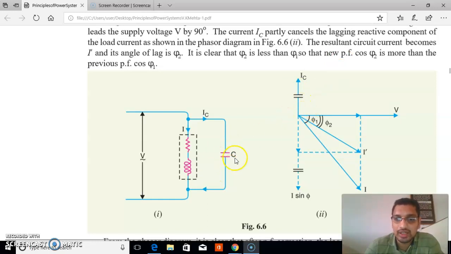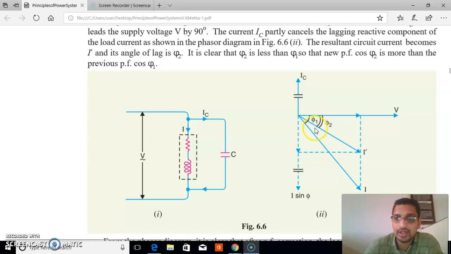Then draw the final current, that is the circuit current I dash. I dash is the resultant of both IC and I. Constructing a parallelogram, we can draw the circuit current I dash. The angle after the power factor correction is phi 2, and before the correction the angle between V and I is phi 1. So we improved the angle from phi 1 to phi 2.